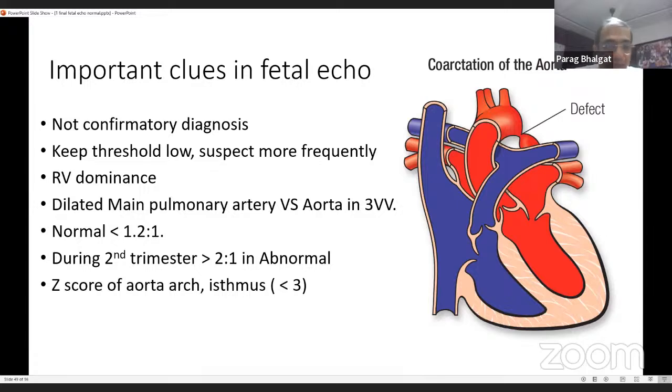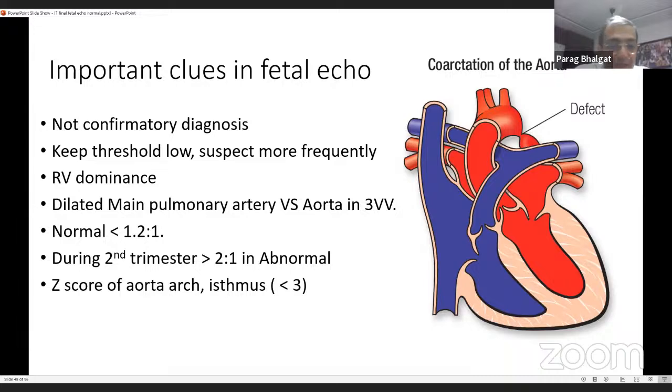There are a few telltale signs like RV dominance, and the main pulmonary artery is very dilated as compared to the aorta in the three vessel view. Normally the ratio is 1.2 to 1, but in the second trimester, if it is more than 2 to 1, then it is suggestive of coarctation. Z score of the aortic arch at the isthmus.